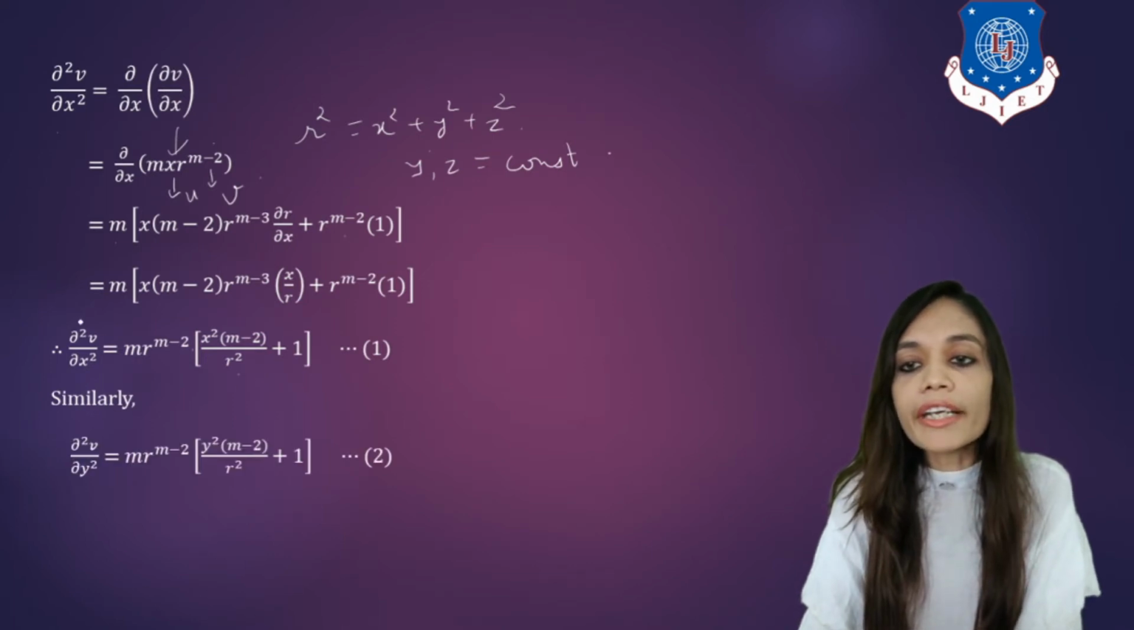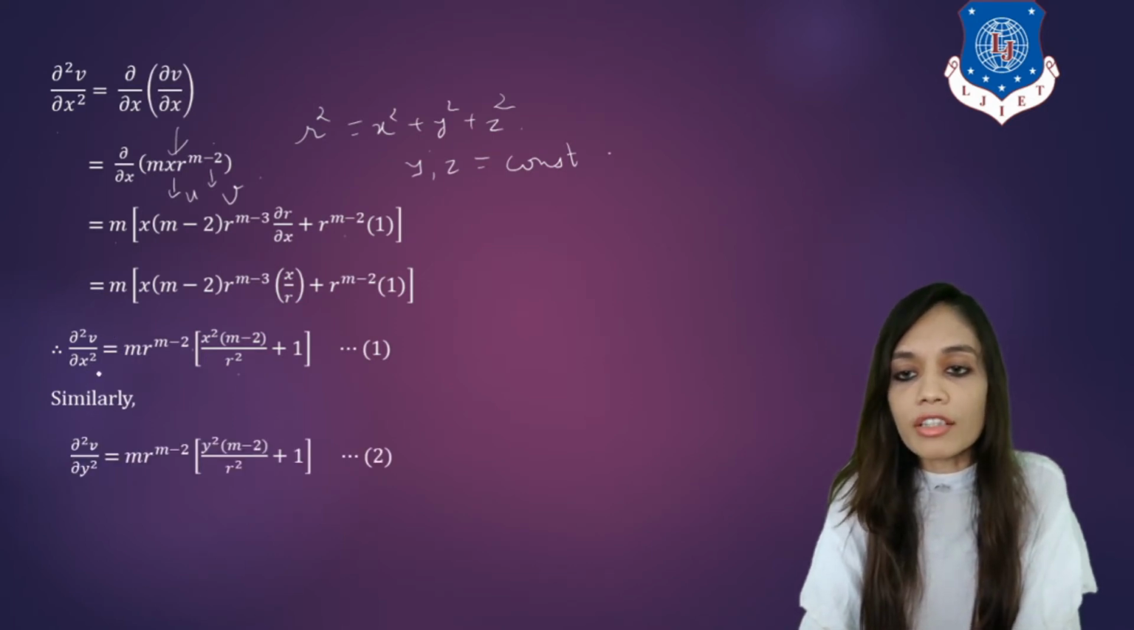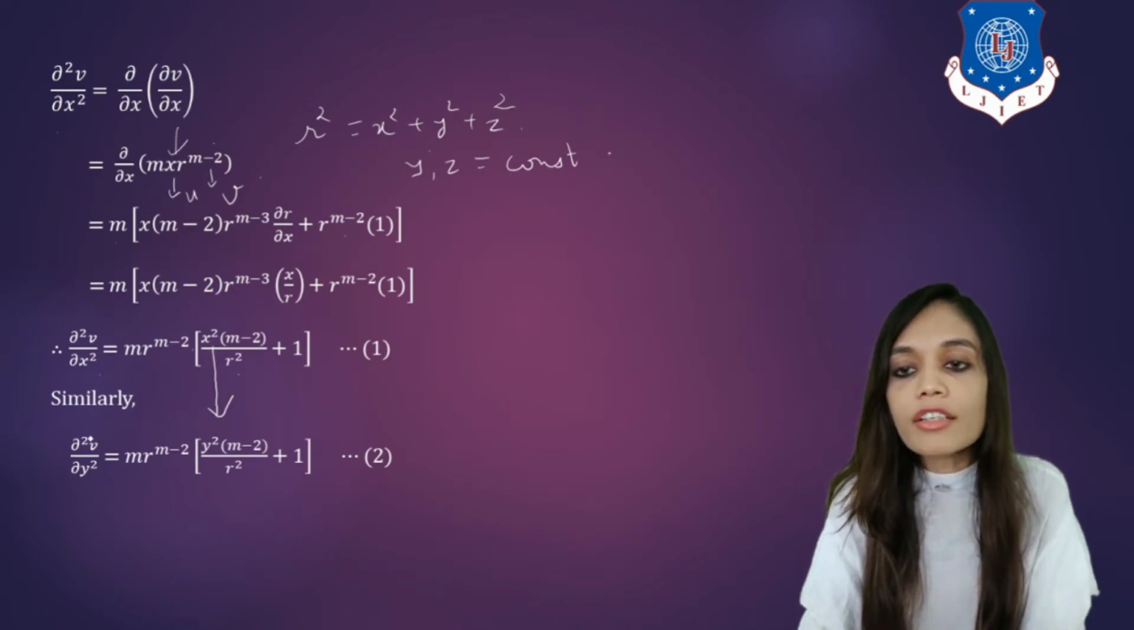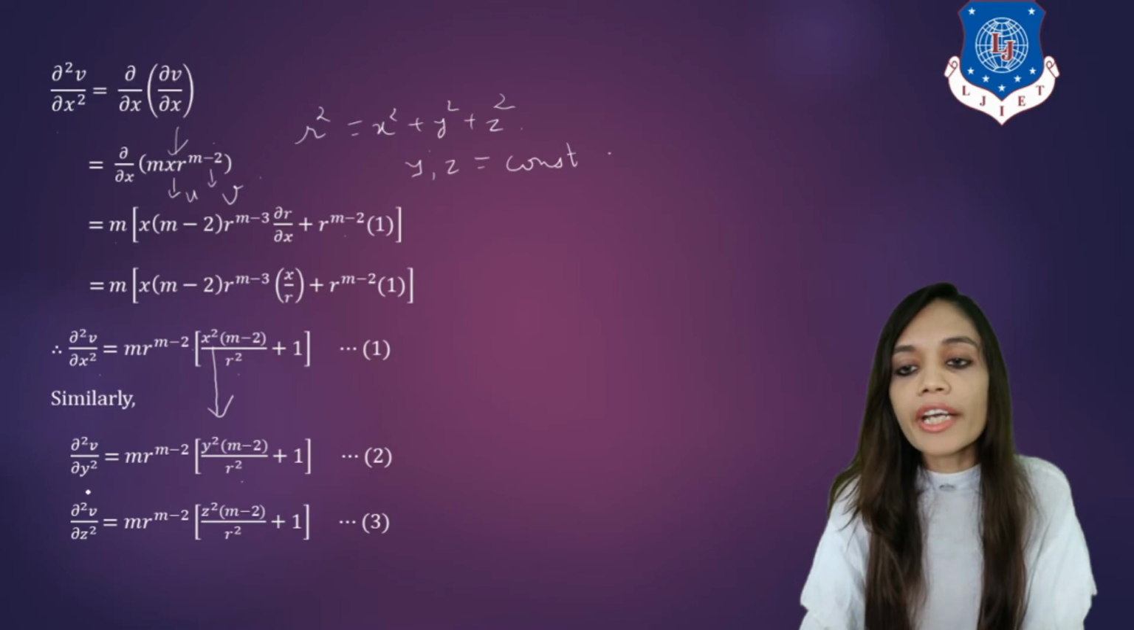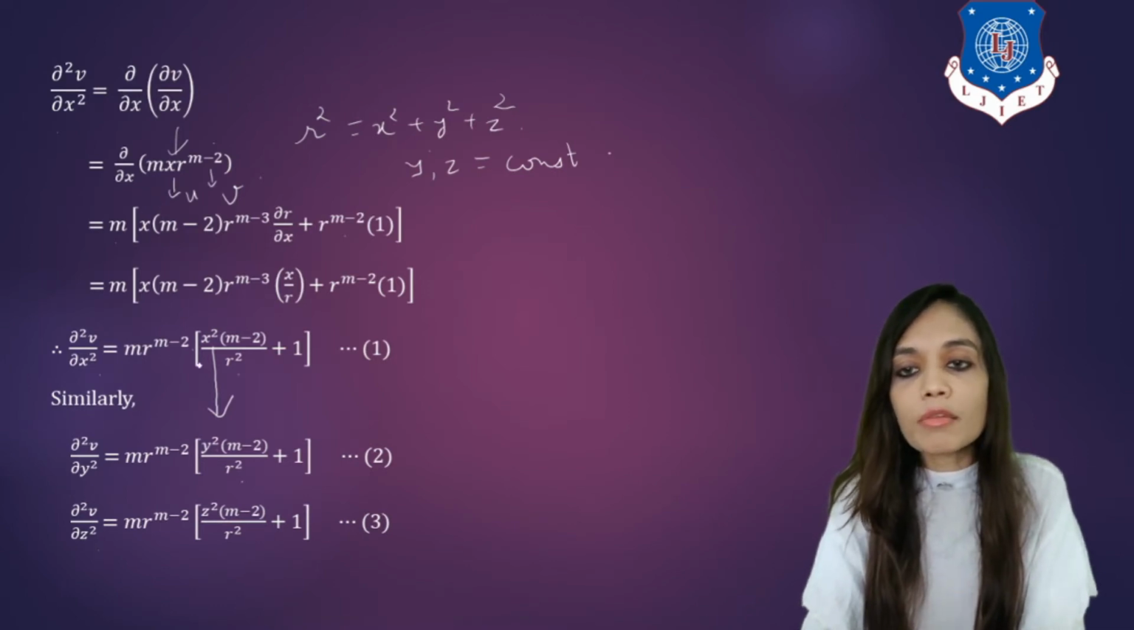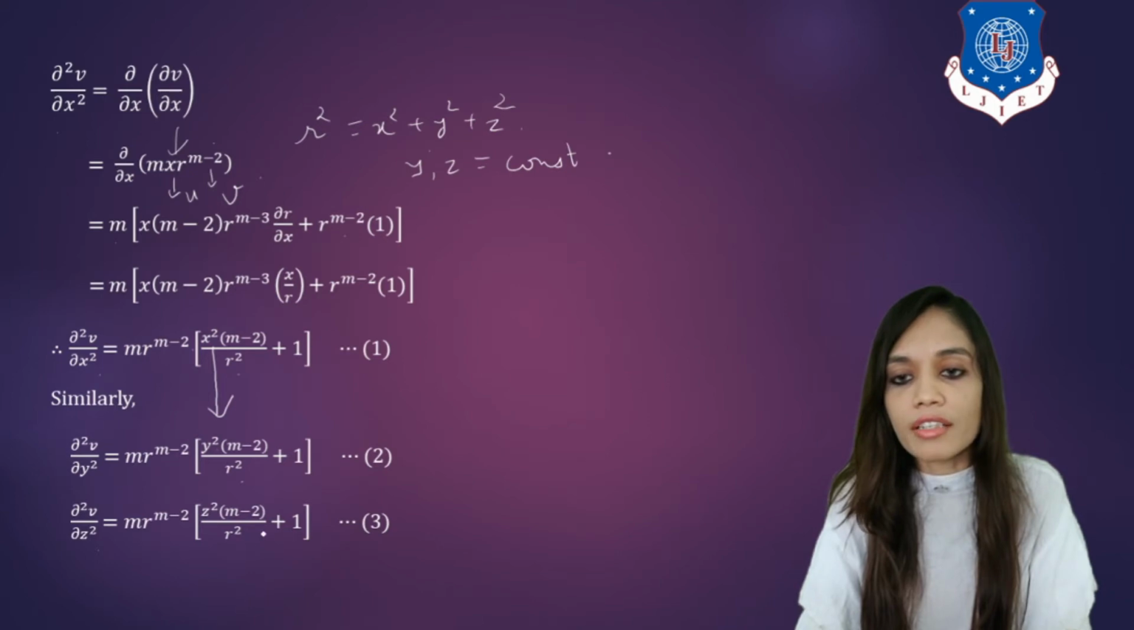Similarly, we can find del square v upon del y square by just replacing x by y, right? So del square v upon del y square will be equal to m into r raised to m minus 2 into y square, m minus 2 upon r square plus 1. Similarly, we can find del square v upon del z square by replacing x by z. So, we will get m into r raised to m minus 2, z square, m minus 2 upon r square plus 1.